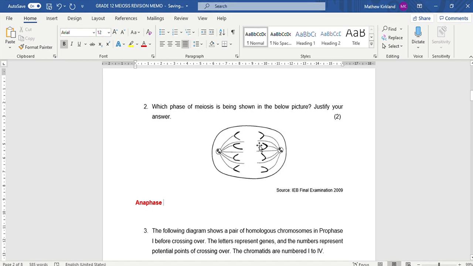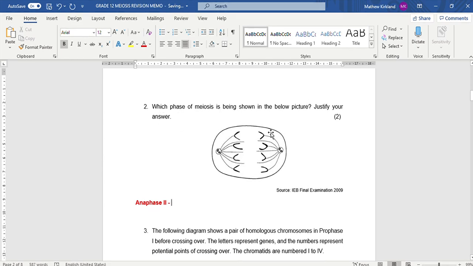So what is actually separating here? Again, look at that table of differences between meiosis 1 and meiosis 2 of the anaphases. In this picture, the sister chromatids are being separated, not homologous pairs. Therefore, it has to be anaphase 2. So that's the 1 mark for which phase.